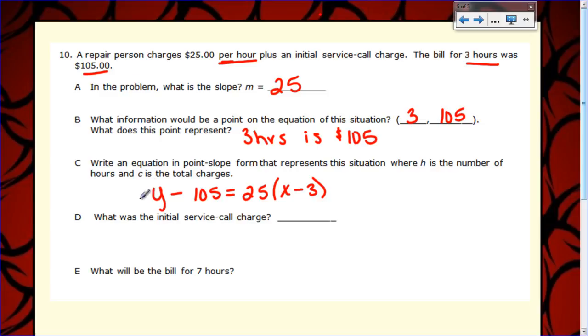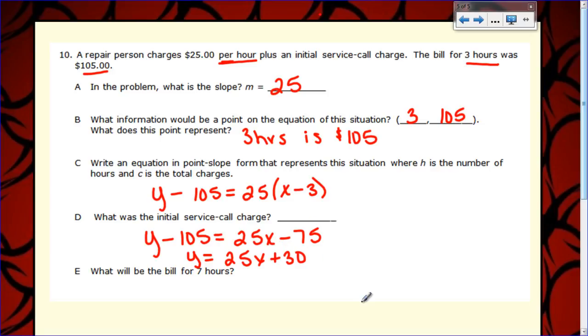The other way to do this is to solve this equation for y and then take a look at what there is. It doesn't matter to me, but I'm going to solve this for y because I think it's good practice for you. Remember, to solve for y, we have to distribute first, so I end up with y minus 105 is equal to 25x minus 75. Now, I want to get y by itself, so I'm going to add 105 to both sides, and I get y is equal to 25x, and then negative 75 plus 105, which is 30. So I have 25x plus 30. That is my equation in slope-intercept form, and we see that the 25 is the slope, which means the 30 is going to be my service charge.